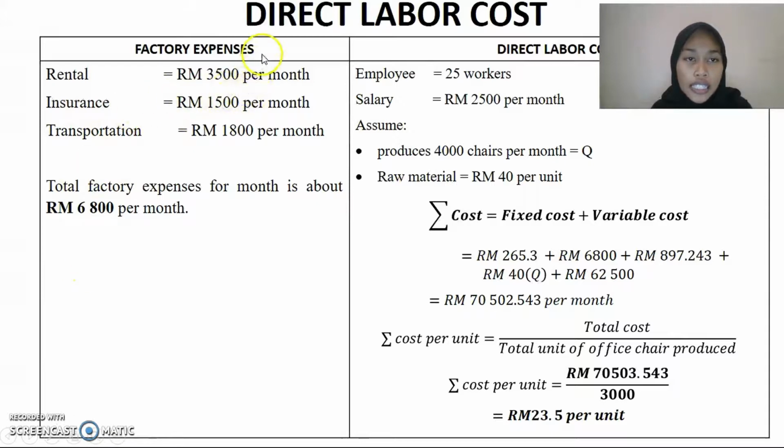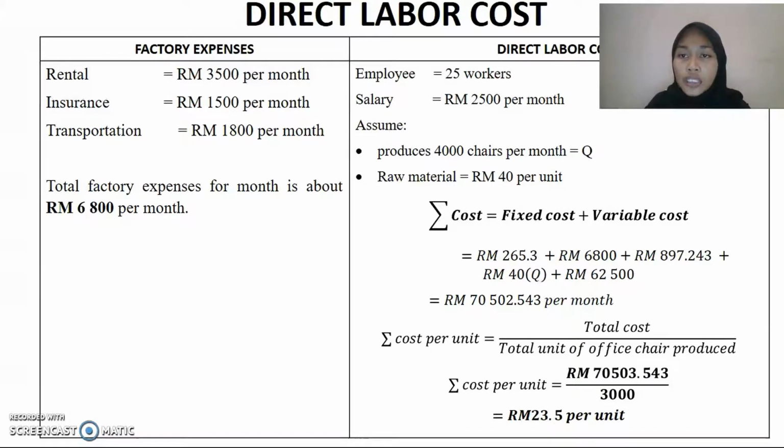For the factory expenses, the rental for one month is 3,500, the insurance per month is 1,500, and the transportation is 1,800 per month. So the total factory expenses in a month is 6,800.